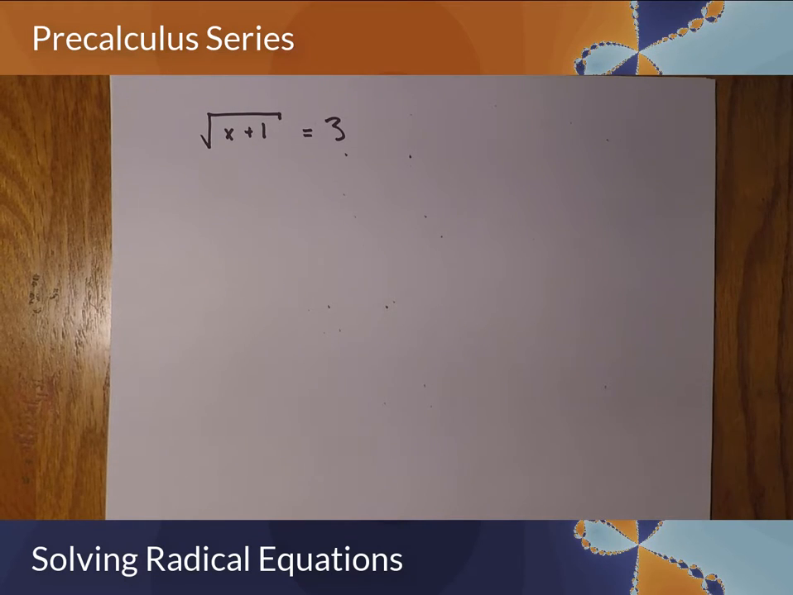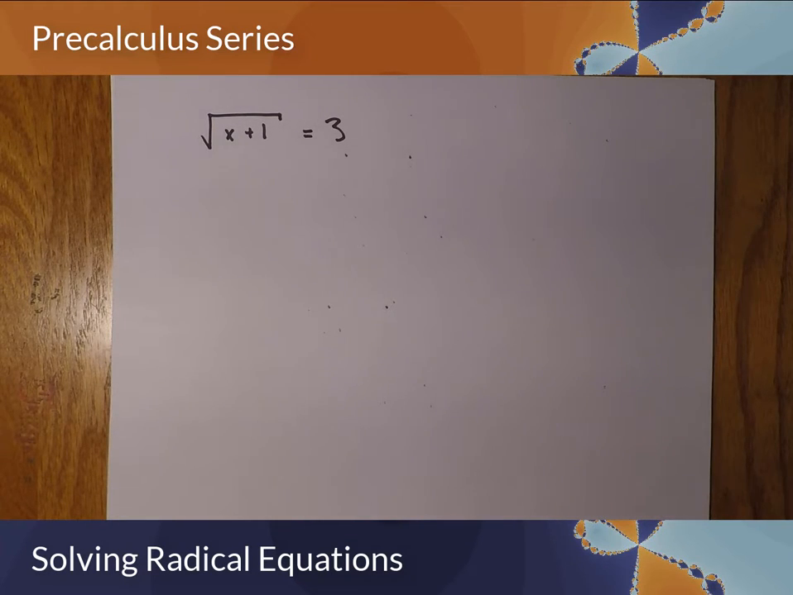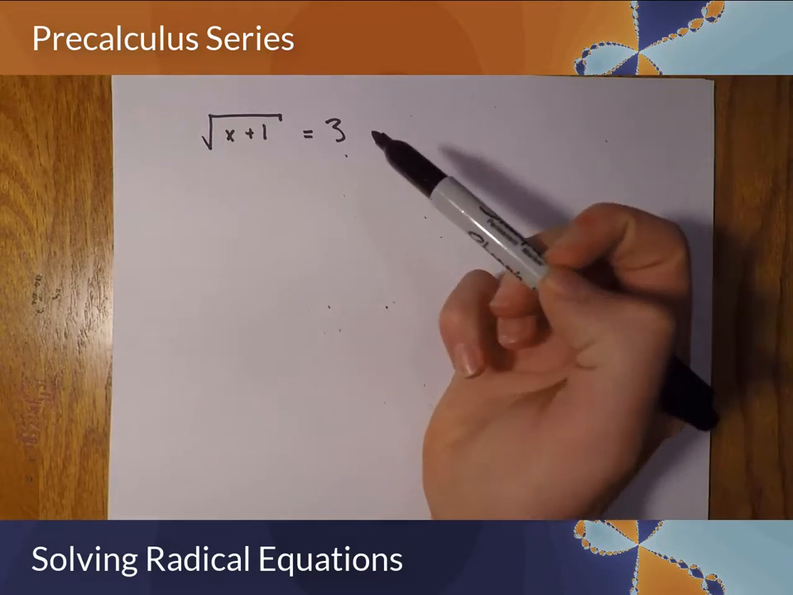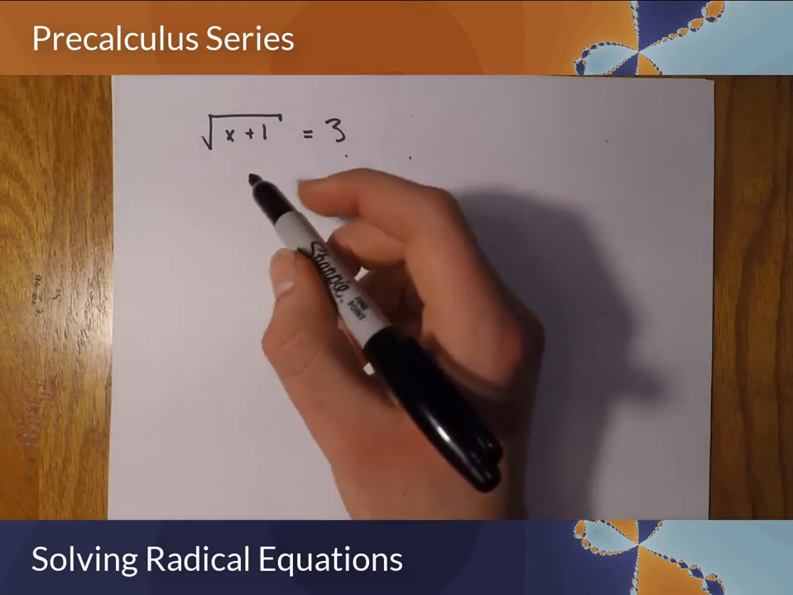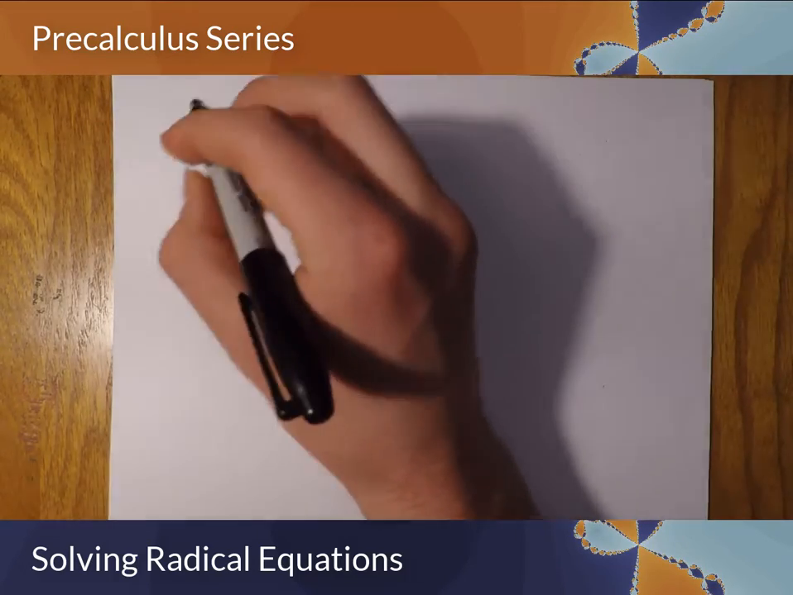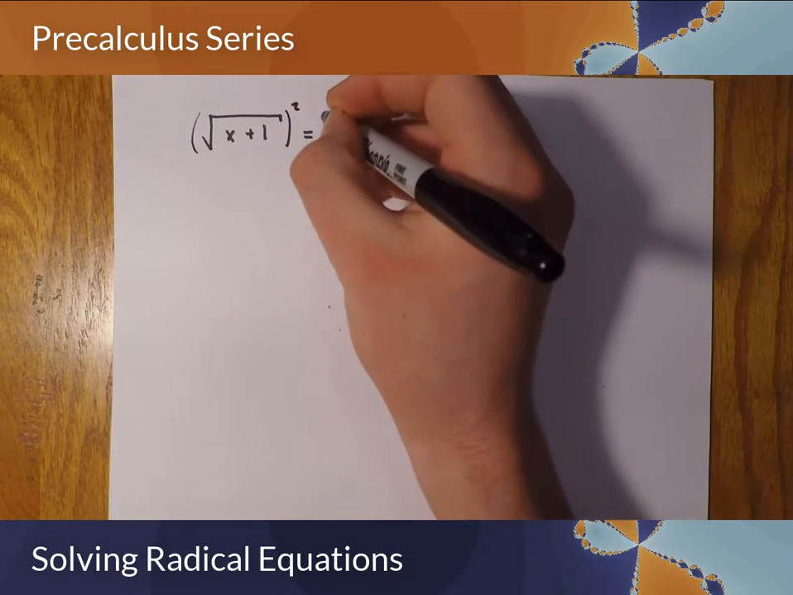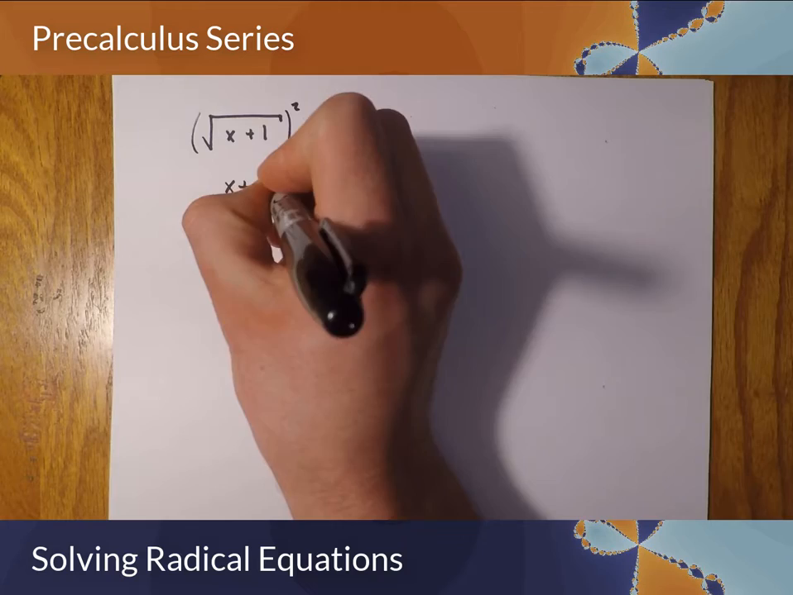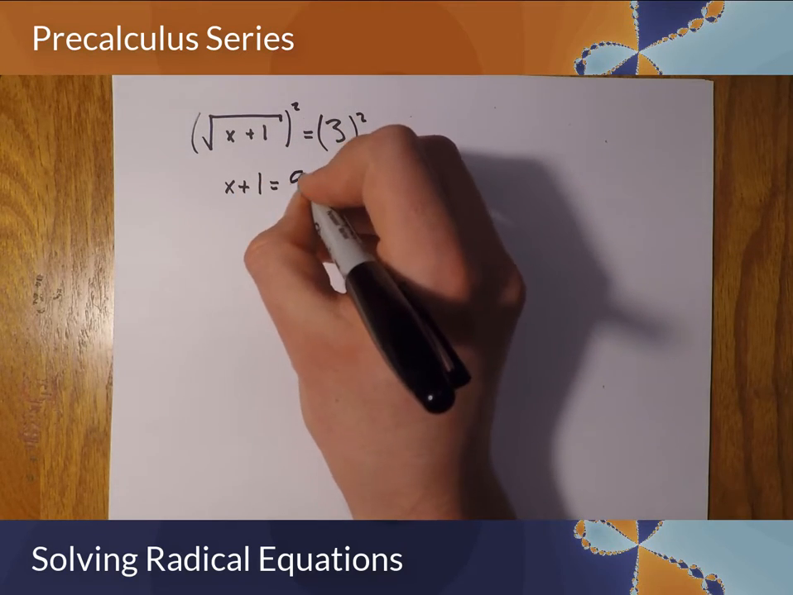So to start off this video, we're going to start with our first example, the square root of x plus 1 equals 3. Now, to undo the radical, you just simply square both sides. So, the square root of x plus 1 squared equals 3 squared, and so you get x plus 1 equals 9.